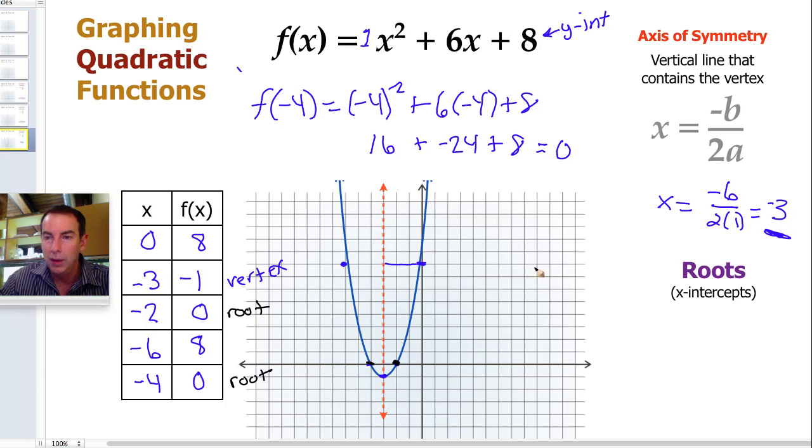Now remember, a parabola can either have 2 roots, like this one. It could have 1 if the vertex was on the x-axis. Or it could have none. Like if I move this whole parabola up higher, I push this whole thing up so that it doesn't cross the x-axis at all, then it would have no roots.